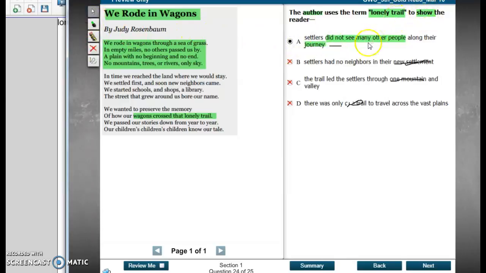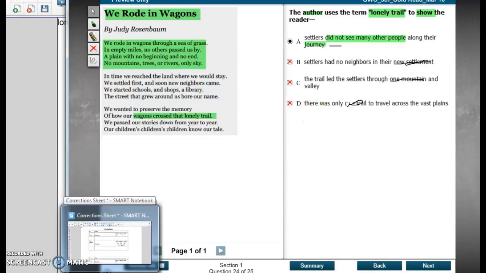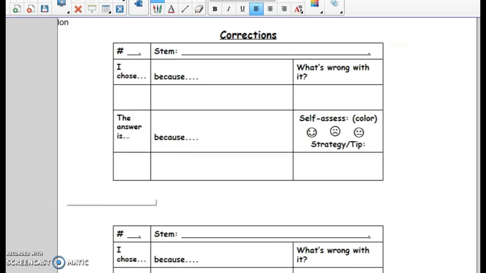They're talking about the lonely trail to show us that, empty miles, no others pass us by. There were not many other people on the trail along their journey. All right, if you need to pause this to look at your correction sheet and fill it in. Most of you, I'm thinking, probably put D. So I'm going to put that in. If you put B or C, you need to tell me your reasoning for B or C. So that was number 24.